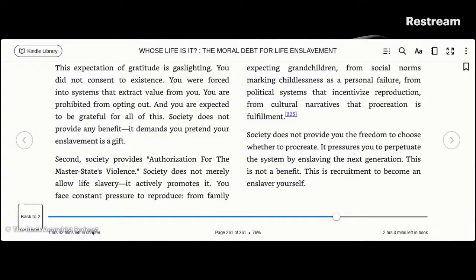Second, society provides authorization for the master state's violence. Society does not merely allow life slavery, it actively promotes it. You face constant pressure to reproduce, from family expecting grandchildren, from social norms marketing childlessness as a personal failure, from political systems that incentivize reproduction, from cultural narratives that procreation is fulfillment. Society does not provide you the freedom to choose whether to procreate. It pressures you to perpetuate the system by enslaving the next generation. This is not a benefit. This is recruitment. This is recruitment to become an enslaver yourself.